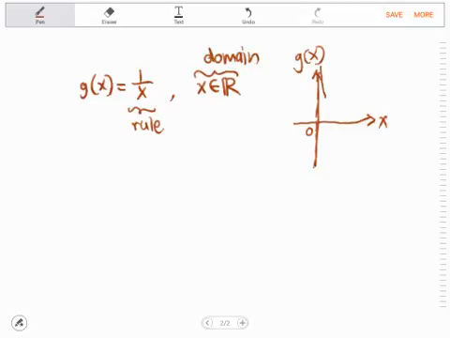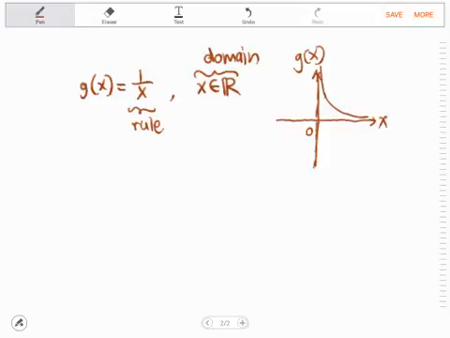As x approaches a very large number, like 1 divided by 100 for example, it becomes 0.01. So as x gets larger and larger, the value of g(x) gets smaller and smaller. It doesn't touch the axis, but it goes closer and closer to the axis. You give it a very large number like 99999, and you get a very small number, close to 0 but not touching 0.